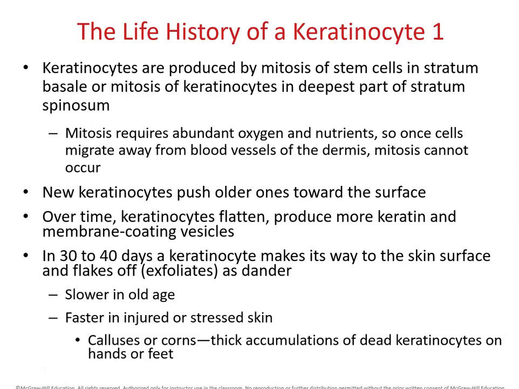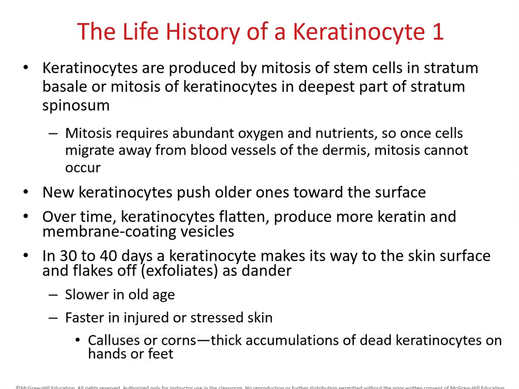It takes about 30 or 40 days for a keratinocyte to go from the deepest stratum basale layer all the way up to the skin surface where it flakes off. So this process takes about a month, sometimes a little more than a month, and it slows down with age. So older people are going to have this process happening slower. When skin is injured or is stressed, this can happen faster.